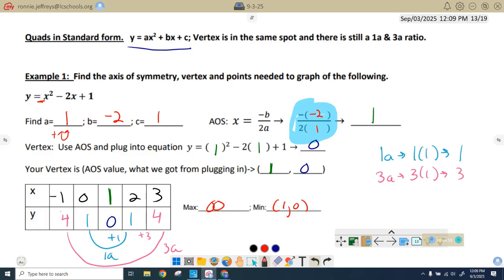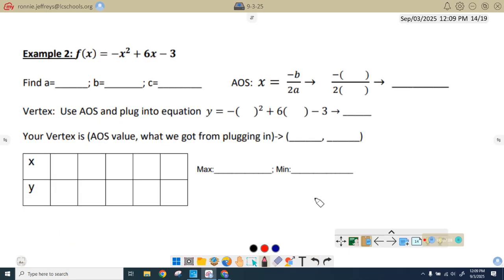All right. Are we good with example 1? Anybody need more time? All right. So let's move on to example 2. Yeah. All right. So stepping through it.